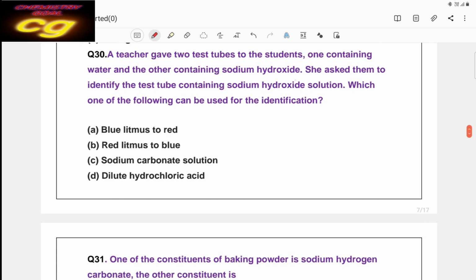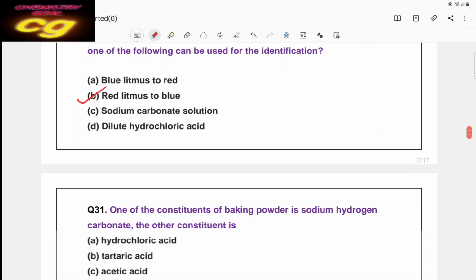A teacher gives two test tubes to the students, one containing water, the other containing sodium hydroxide. She asks them to identify the test tube containing sodium hydroxide solution. How can you know? As it is basic, a base changes red litmus to blue. This is the indication of the solution containing sodium hydroxide.